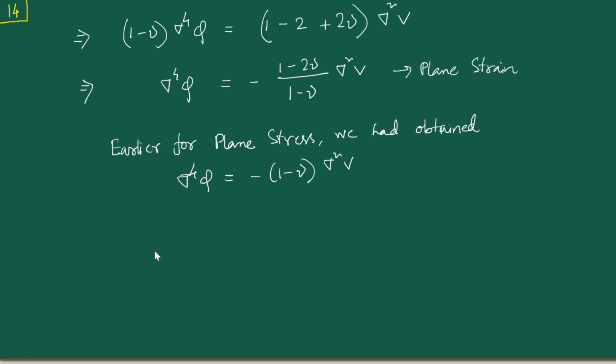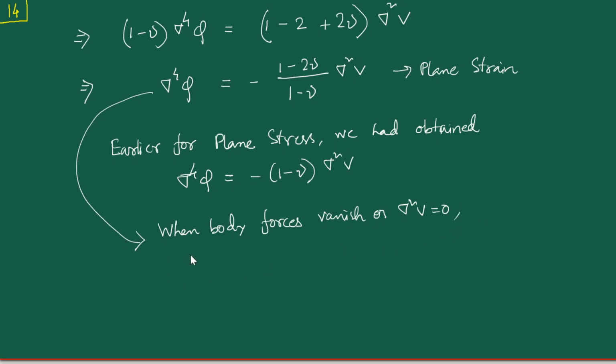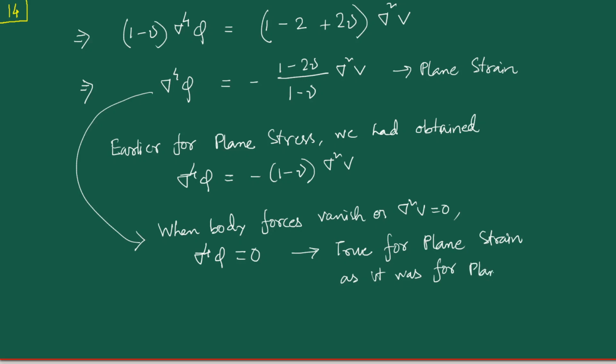Just as we talked about the special case when body forces vanish, or ∇²V is equal to 0, then we simply have the biharmonic equation. This is true for plane strain as it was for plane stress. So this should tell us the great importance of this biharmonic equation, and it is based on this that we are going to solve a lot of the problems.